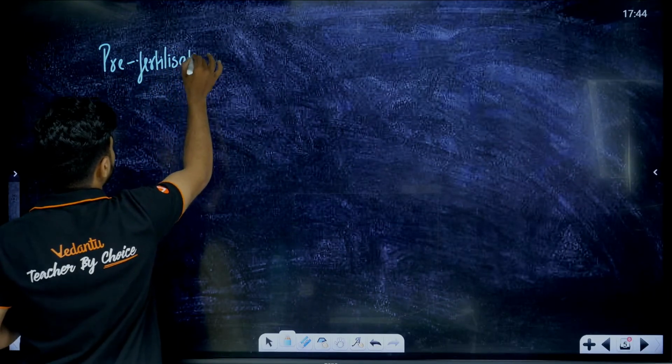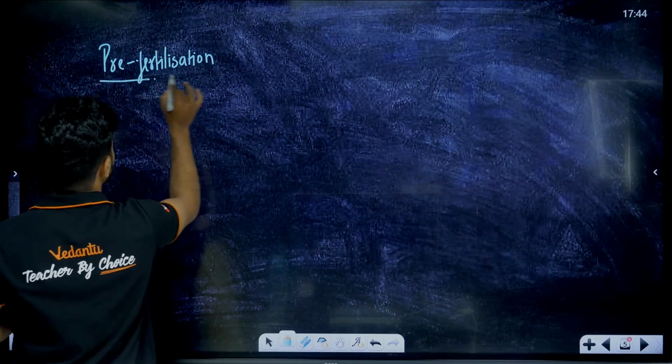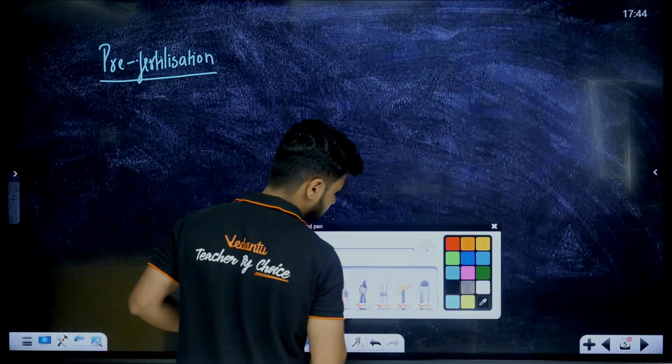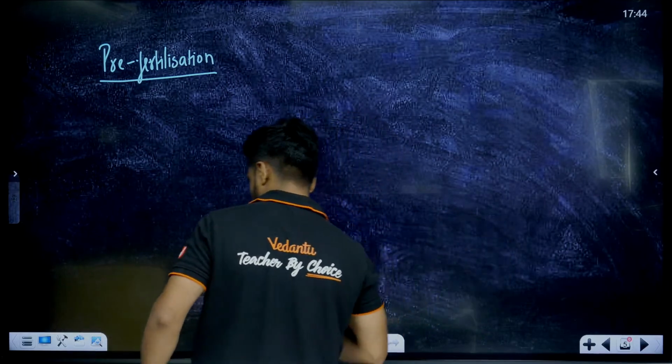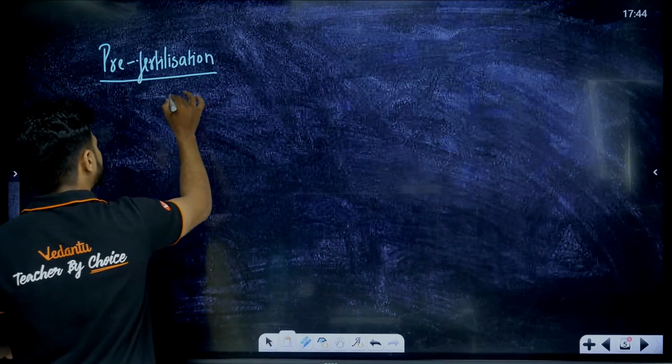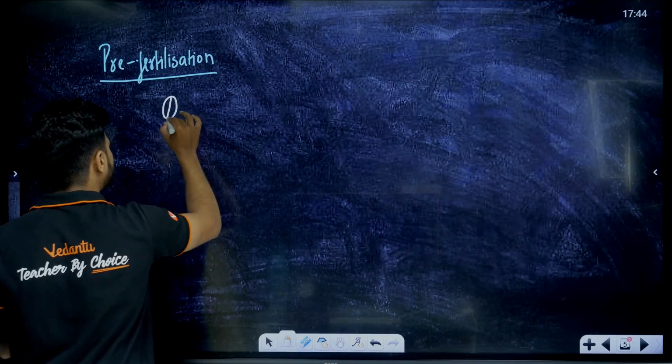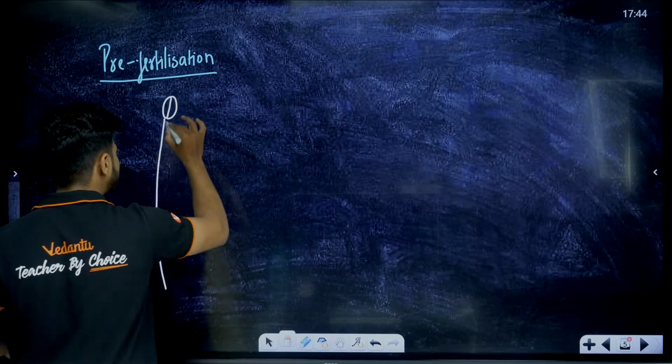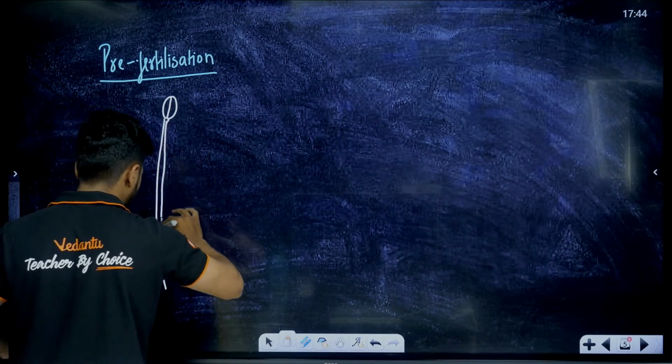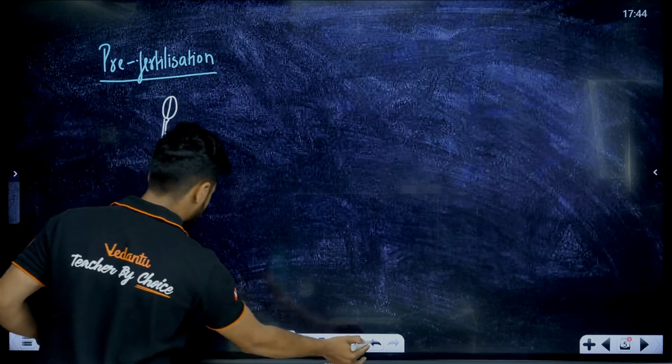Pre-fertilization events. Now, under pre-fertilization events, we learn the structure of stamen. Students, a typical stamen looks something like this.